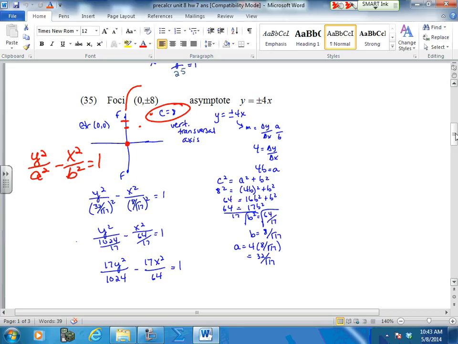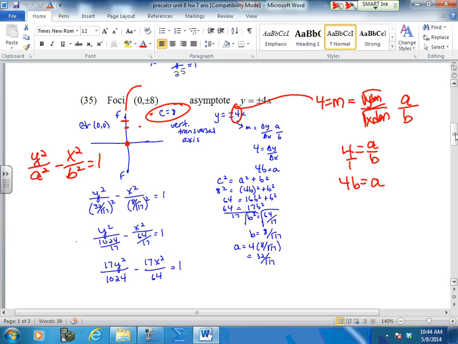So we look at it this way. We say 4 is the slope, and my slope is my y denominator square root over my x denominator square root. What letter is under the y? A. What letter is under the x? B. So far I have 4 is equal to A over B. I don't know either one of them. So when I cross multiply, I get this. Everything's in terms of a letter.